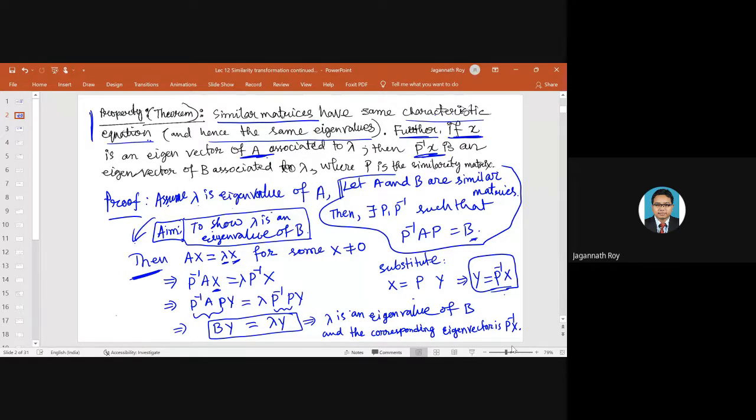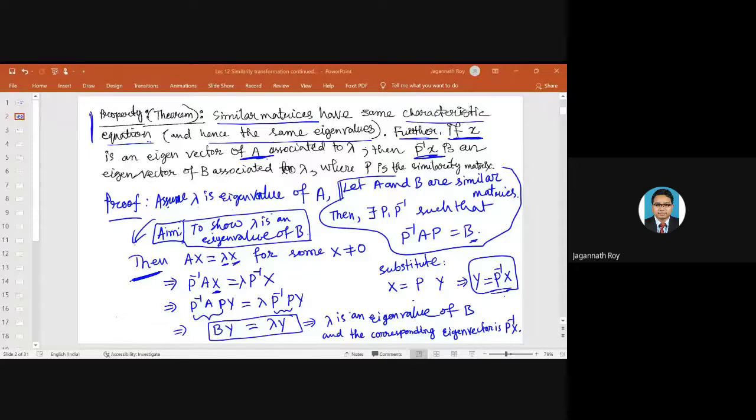Okay. So that's what the theorem says. Somebody was asking some doubt regarding going back to this previous slide, right? Okay, sir. Start. Okay.